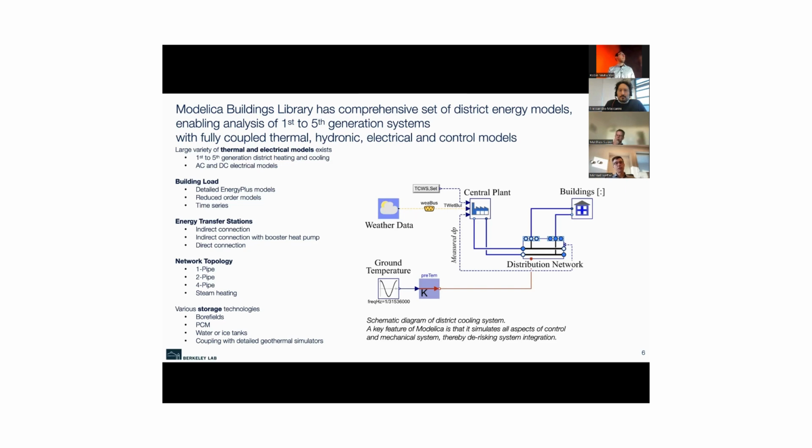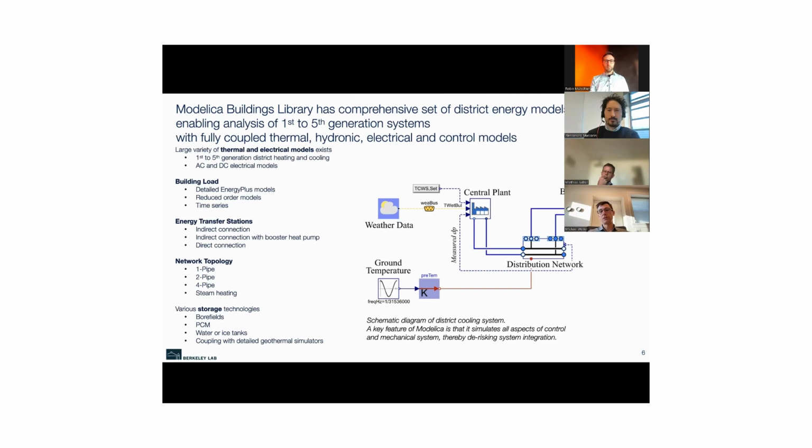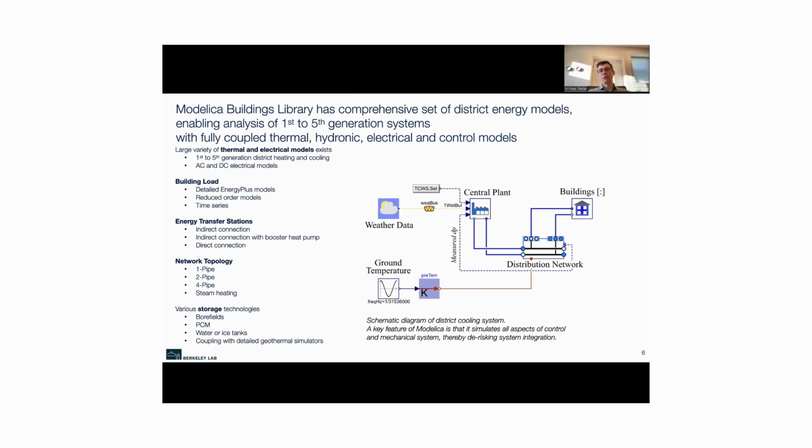There are also energy transfer stations available, different network topologies, from one-pipe reservoir network, to two-pipe system, four-pipe system, and steam system, as well as different storage technologies that can be used within this context. So on the right-hand side, you see now an implementation of a schematic diagram of such a district cooling system, where we have a central plant and a distribution network and the building load.